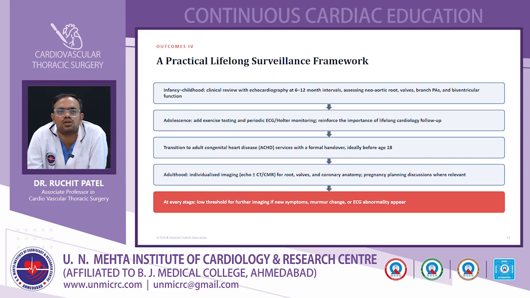And in adulthood, imaging with echo is routine, while CT or MRI is done as required, guided by root size, valve competency, and coronary anatomy on echocardiography. Pregnancy planning usually needs to be discussed when there are relevant high-risk factors, like regurgitation or coronary anomalies. So at every stage, a low threshold for further imaging is required if a patient develops any symptoms, murmur, or change in the ECG.